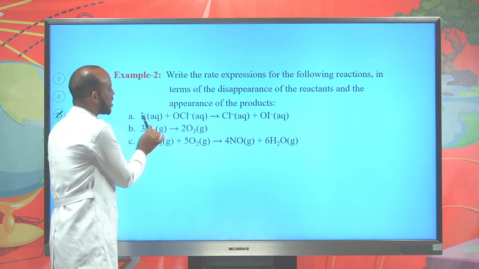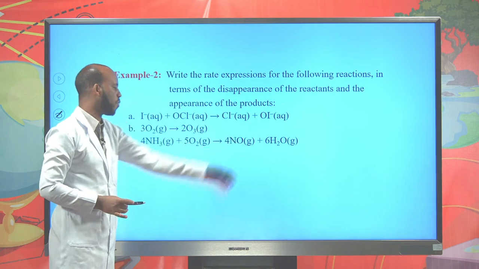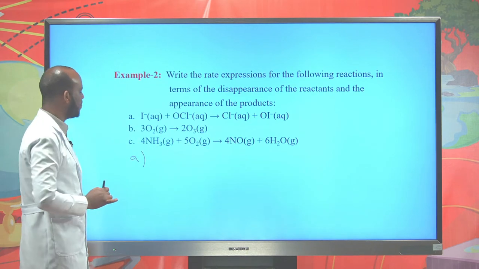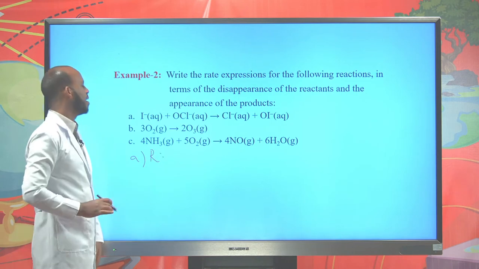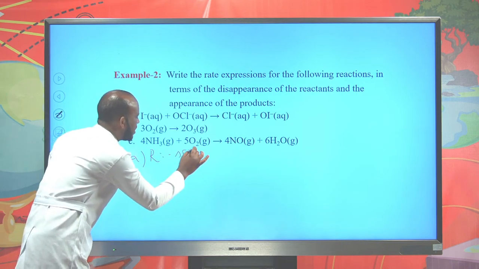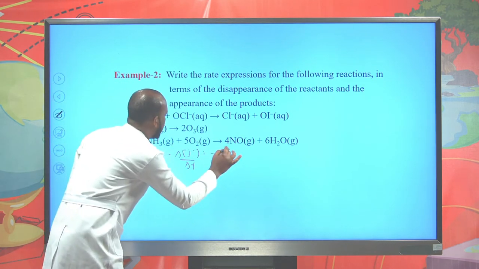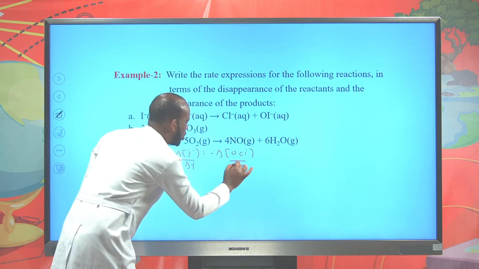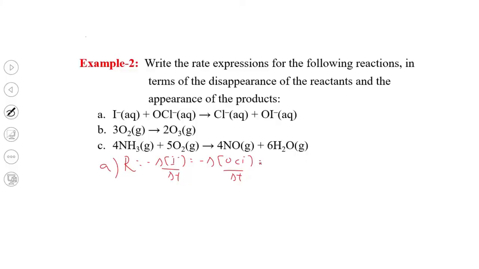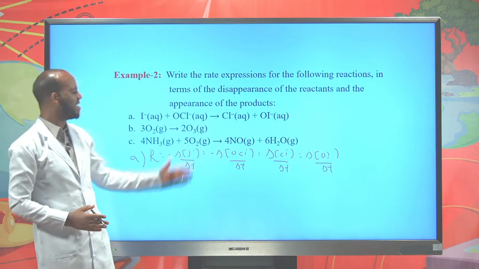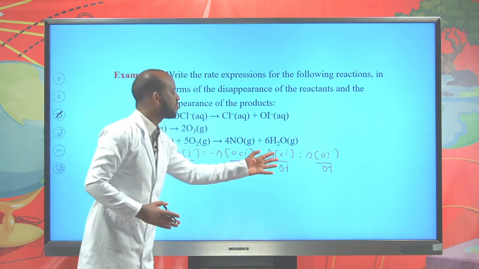Now, the rate of this reaction in terms of reactants and in terms of products is written as, for A, rate equals minus change in concentration of I minus divided by change in time, equals minus change in concentration of OCl minus divided by change in time, equals, in terms of product, plus change in concentration of Cl minus divided by change in time, equals change in concentration of OI minus divided by change in time.